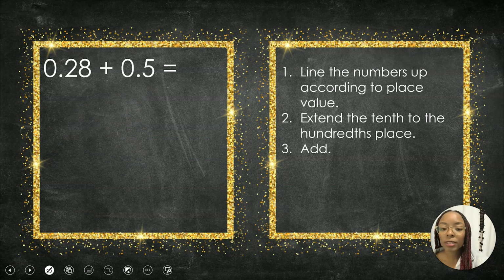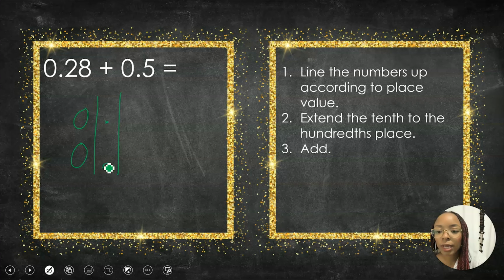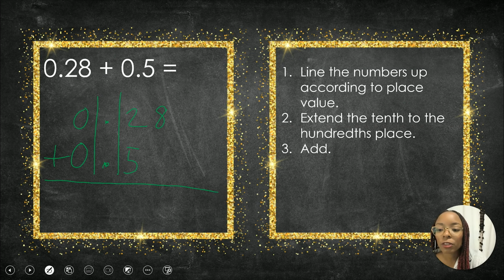Now, a better way to do this is to line the numbers up according to place value. So 0 over 0 in our ones place. We're going to have our decimals. And then we have a 2 in our tenths place in the first number, 5 in the tenths place in the second number, an 8 in the hundredths place, and nothing in the hundredths place.